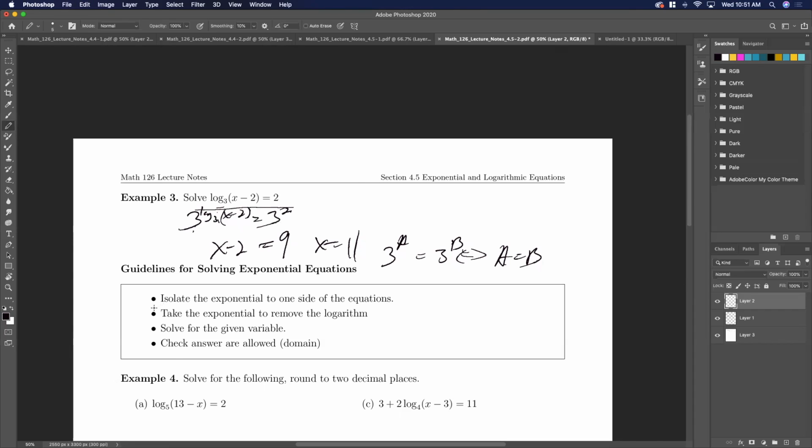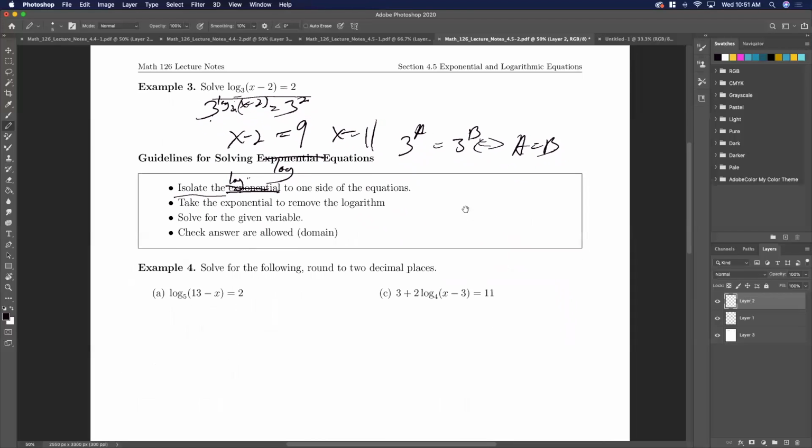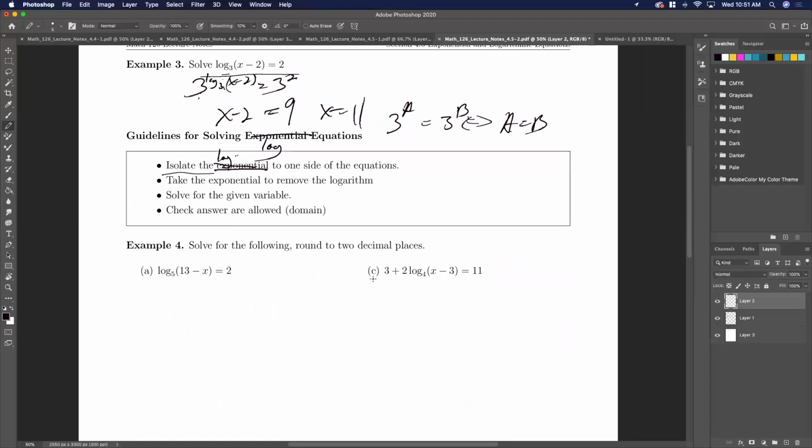So here, we're going to do the same thing. We're going to try to exponentiate the, oops, I shouldn't say exponential. These should say logs. Let me fix my notes. I'll have to reload them. These both say logs. Sorry about that. Apparently there are some errors in these notes I typed up. Isolate the log function to one side of the equation. Take the exponential to remove the logarithm. Solve for the variable, and then check in the domain.